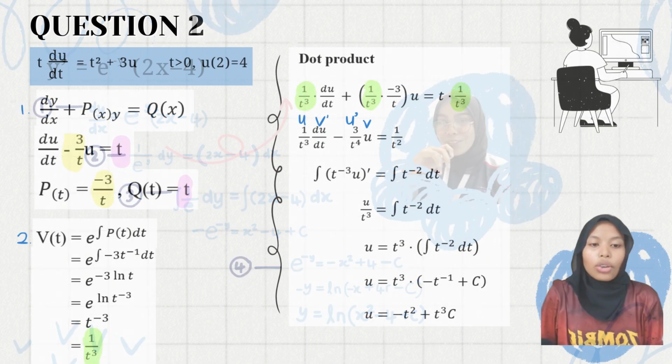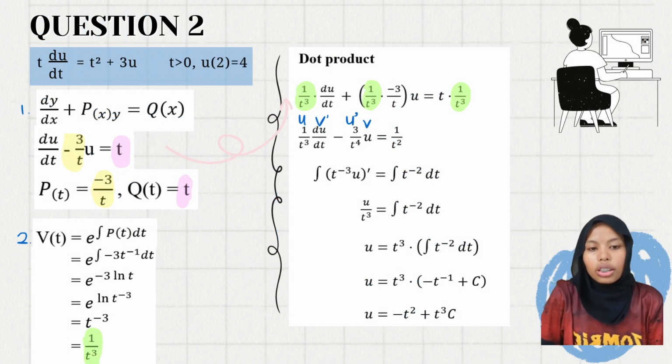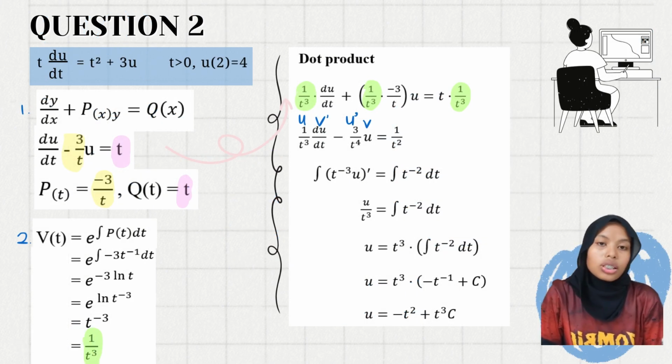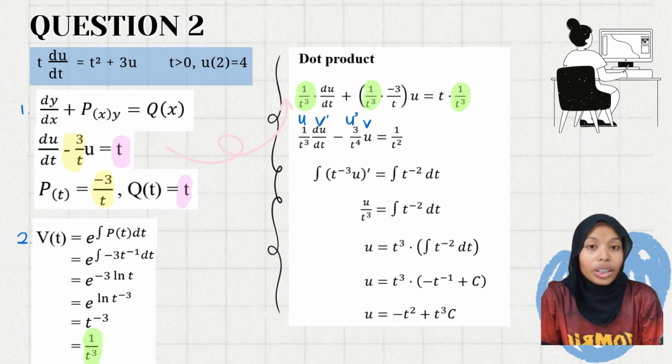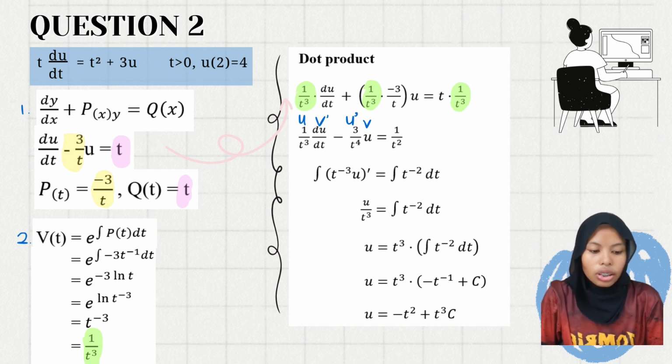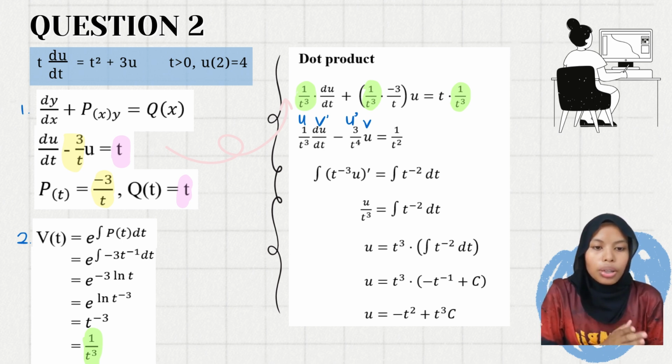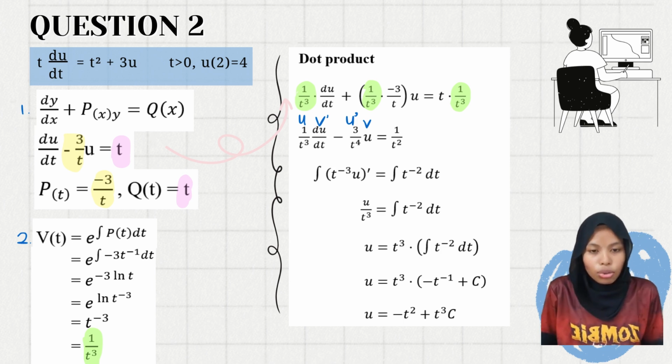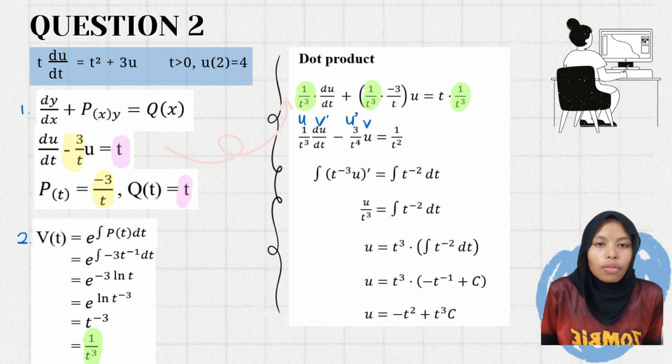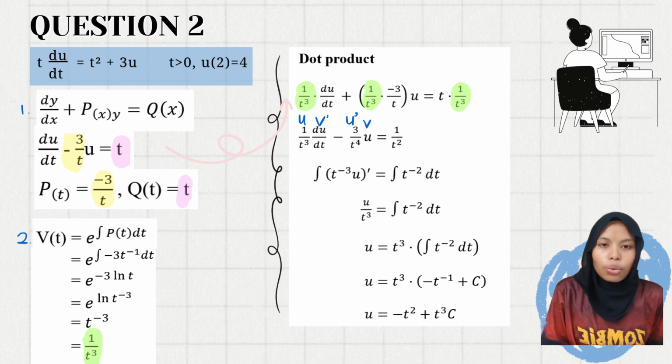That's all from me. The question 2 is t du over dt equal to t squared plus 3u, where t is greater than 0 and u equal to 4 when t is 2. Firstly, we have to do a first order linear equation that can be written in the standard form dy over dx plus p(x)y equal to q(x). So what we got here is du over dt minus 3 over t u equal to t, where p(t) we got negative 3 over t and q(t) is t.